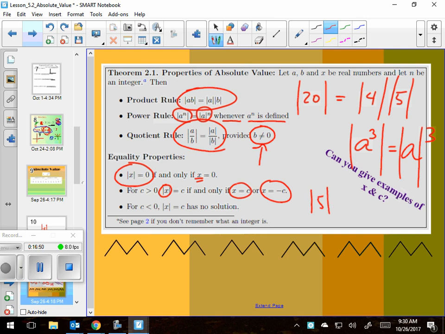Wait a minute. Sorry. Absolute value of x equaled 5. You remember how we broke that into x equals 5 and x equals negative 5? That's this property at work. When you do absolute values, you break them into two of them.